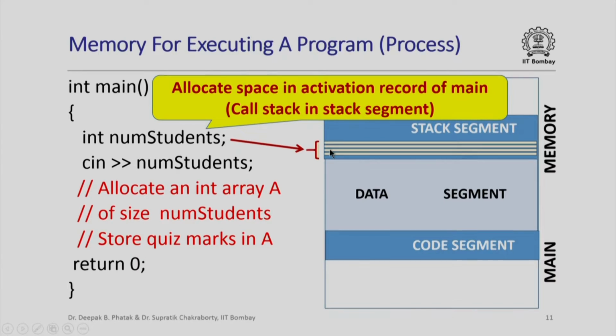So these 4 locations may be storing the value of num_students. Why are there 4 locations? Because each location in memory stores 1 byte and an integer requires 4 bytes for its value to be stored. Note that these locations have been allocated in the stack segment.